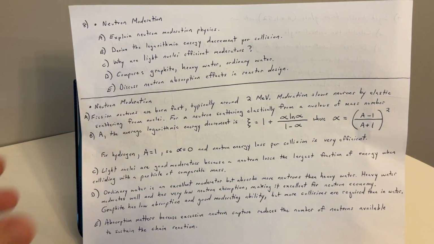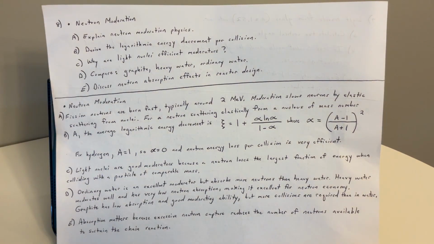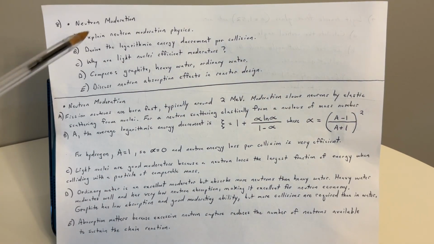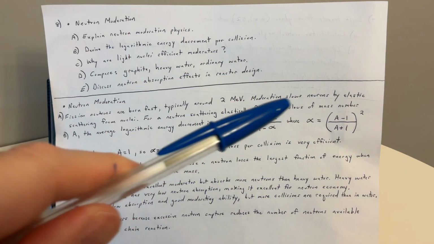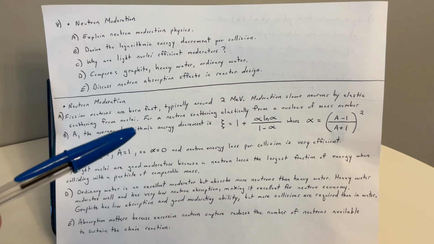Okay, number 8, this is a neutron moderation problem. So explain for part A neutron moderation physics. Okay, this is, of course, going to be condensed. Neutron moderation. Fission for part A. Fission neutrons are born fast, typically around 2 MeV. Moderation slows neutrons by elastic scattering from nuclei.